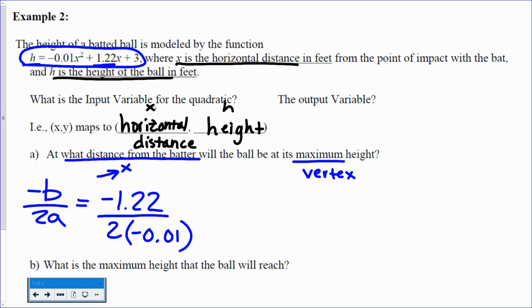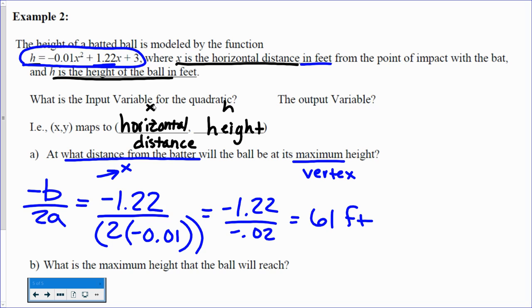0.01. Okay. A lot of the problems when we've been doing our negative b over 2a have been maybe easy ones to do in your head. These ones are going to get a little bit messier, so I'll see more students use their calculators. So make sure you're not typing it in as negative 1.22 divided by 2, then times negative 0.01. You're going to need to put parentheses around that if you do it all at once. Or make sure you are multiplying 2 times negative 0.01 to get negative 0.02, and then you're dividing those two values. Okay, and then I will get 61, and this is a horizontal distance in feet, so that would be 61 feet away from the batter.